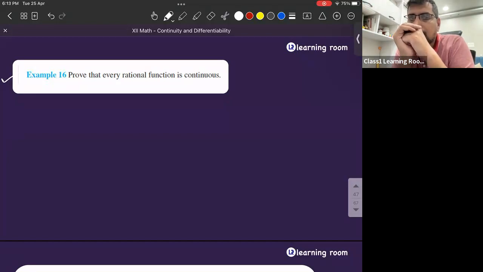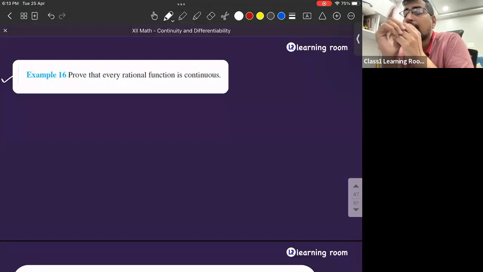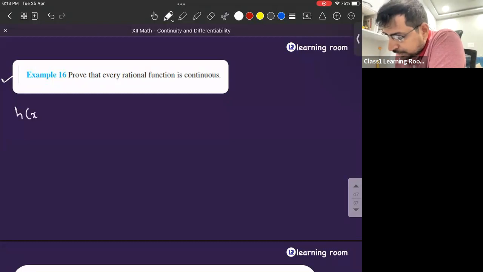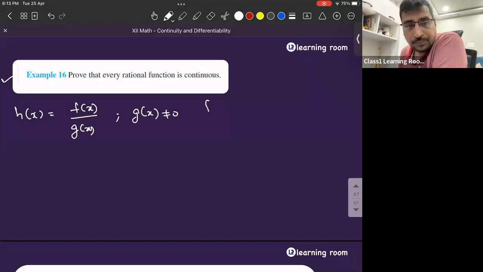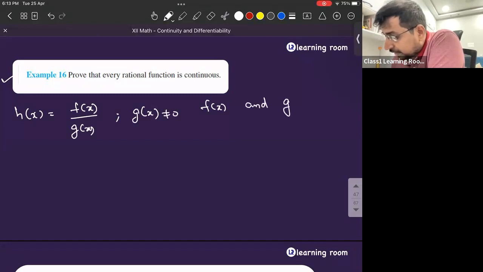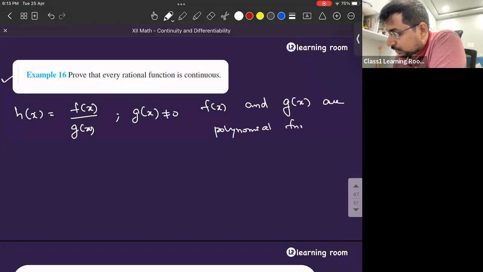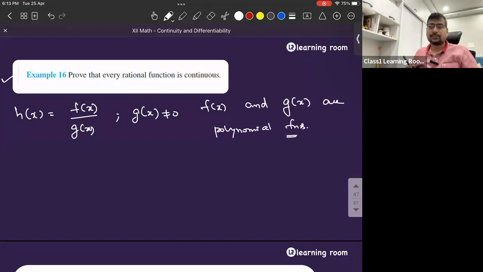Is it clear? So the first thing that I told you is: prove that every polynomial function is continuous. That is one thing you can have in your mind. Secondly, this is also an important result: every rational function is continuous. So when I say rational function, what comes to your mind? h of x is equal to f of x divided by g of x, where g of x is not equal to 0, and f of x and g of x are polynomial functions.